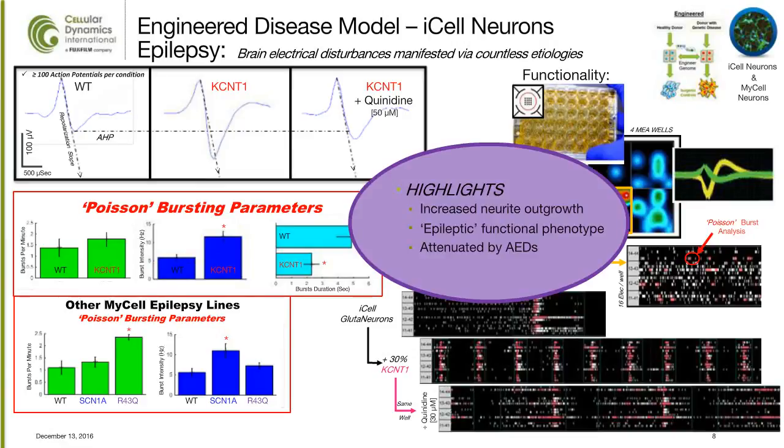So the highlights of the epileptic conditions we have is increased neurite outgrowth, epileptic functional phenotypes, and then again the treatment by the AEDs, which appears to be able to attenuate the condition slightly. I appreciate your attention, and then I will give this back over to the moderator, Robert, and then listen to TK Feaster's conversation. Thank you.